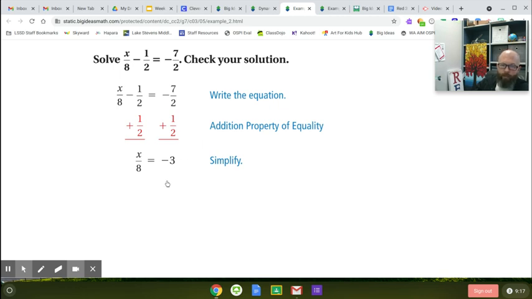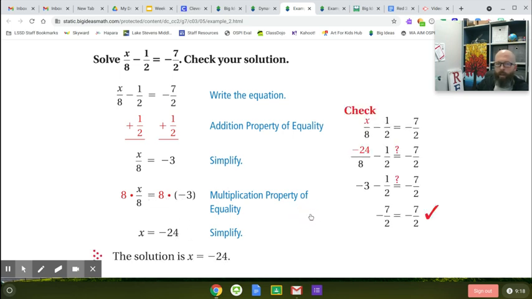So now I'm not done. I still need to get this x by itself. So this is x divided by 8. Well, the inverse of divided by is multiply. So I'm going to multiply both sides by 8. So if I multiply by 8 here and I multiply by 8 here, I'm left with x all alone because these cancel out. And then 8 times negative 3 is negative 24, and I'm all done.